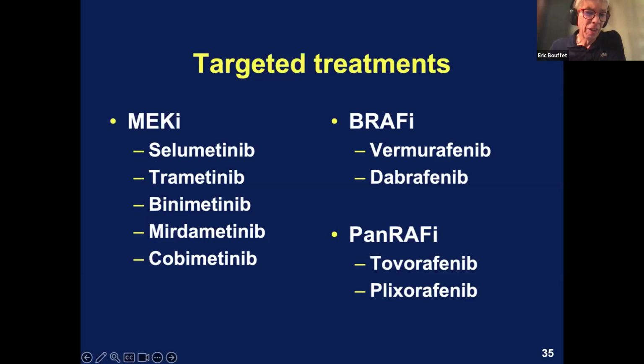The BRAF inhibitors are exclusively for patients who have a BRAF mutation, and there are two drugs, vemurafenib and dabrafenib. And we can combine them. Vemurafenib is combined usually with cobimetinib, and trametinib is combined with dabrafenib. And there is a new class of drugs called pan-RAF inhibitors, and there are two currently tested in low-grade glioma, tovorafenib, also called DAY101, and plixorafenib, which is quite interesting with a very low toxicity profile.